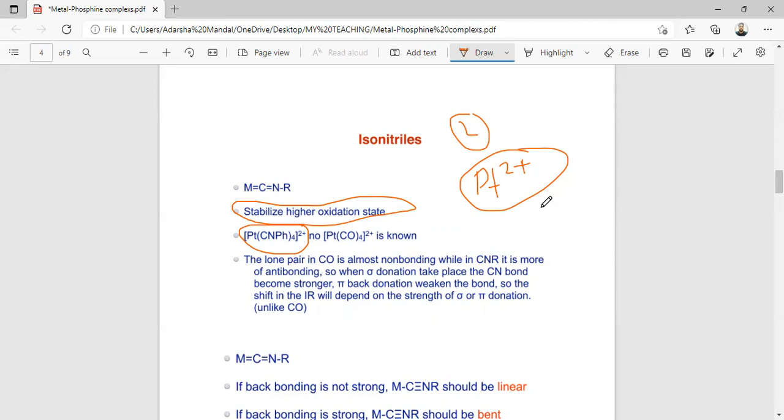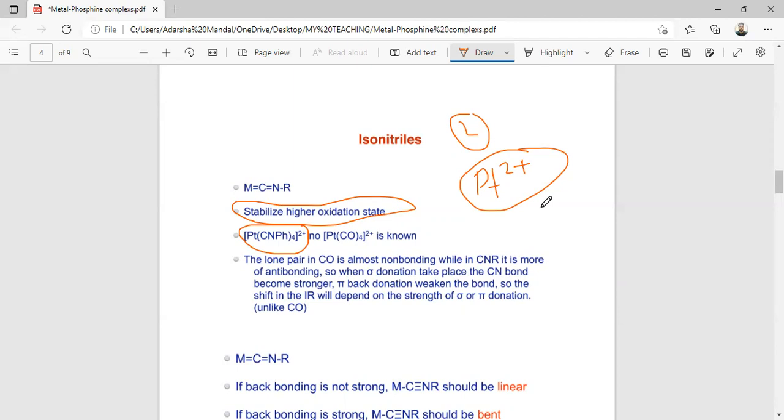So the main difference in electron donation is that the lone pair of CO is almost non-bonding, while in the isonitrile it is more anti-bonding. So when sigma donation takes place from the anti-bonding orbital, it will strengthen the CN bond, but pi back donation weakens the bond. So the shift in the IR will depend on the strength of sigma and pi donation.